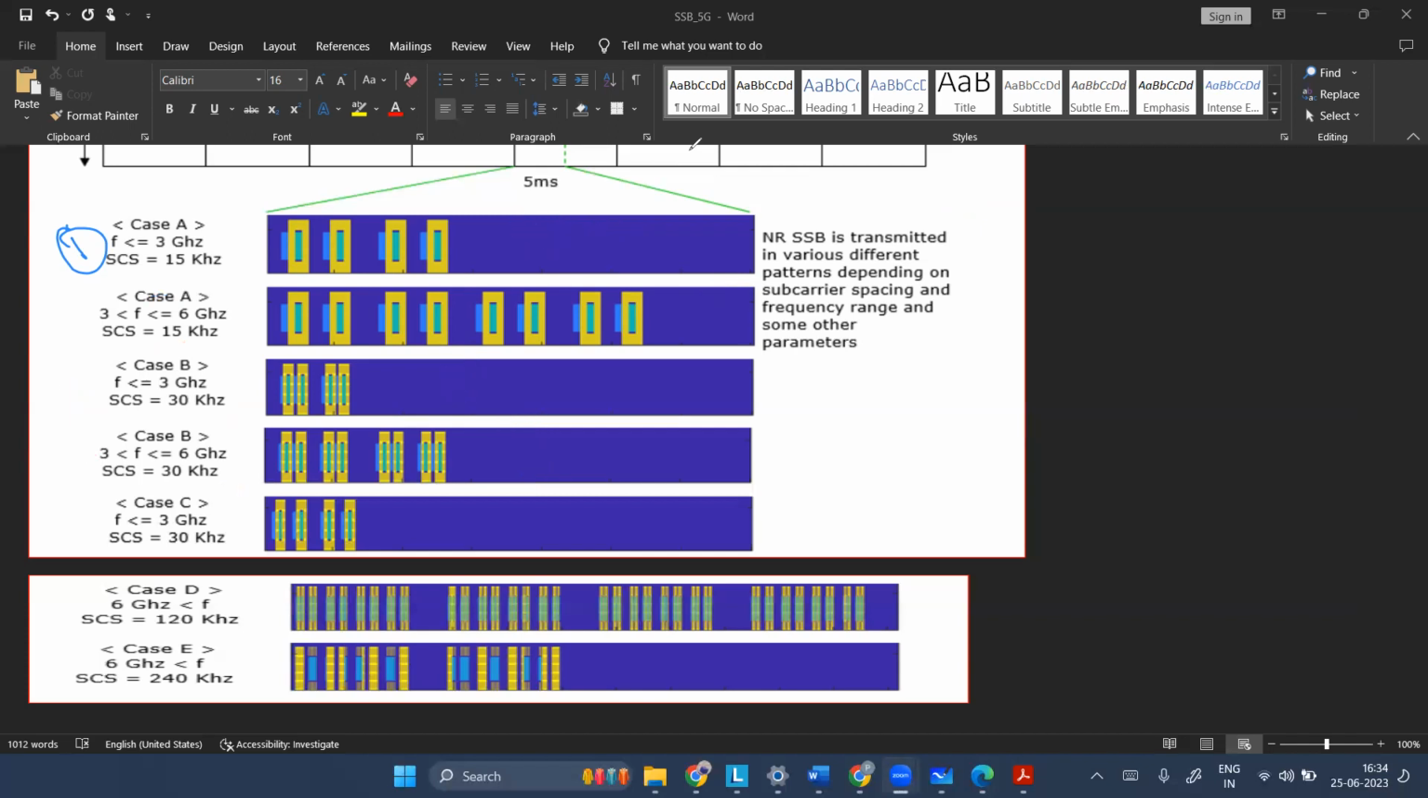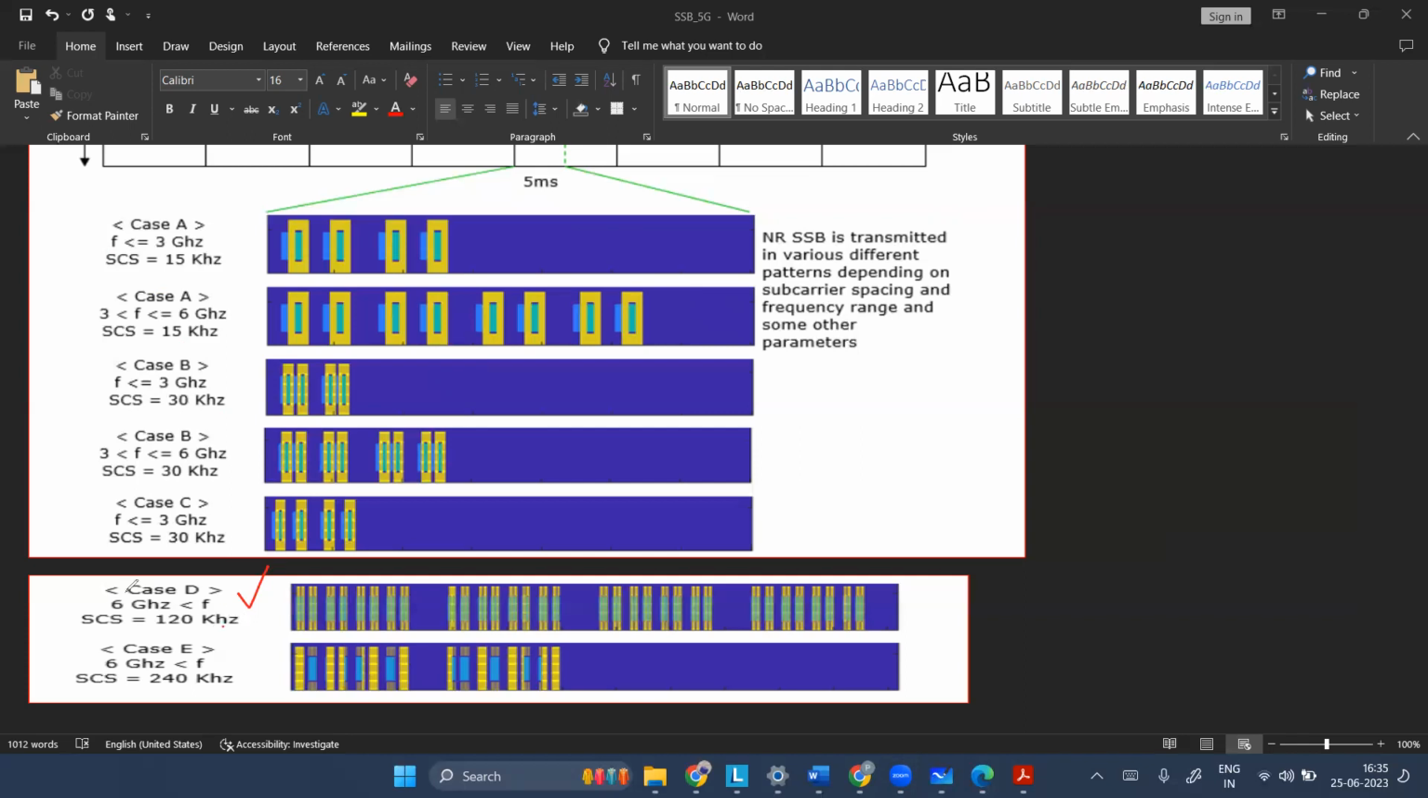Coming towards the last case, that is our FR2 case, this is your case D. Case D is basically greater than 6 gigahertz, or you can say F greater than 7.125 gigahertz as per the repeated scenario; this is not the updated one. The SCS is 120 kilohertz.